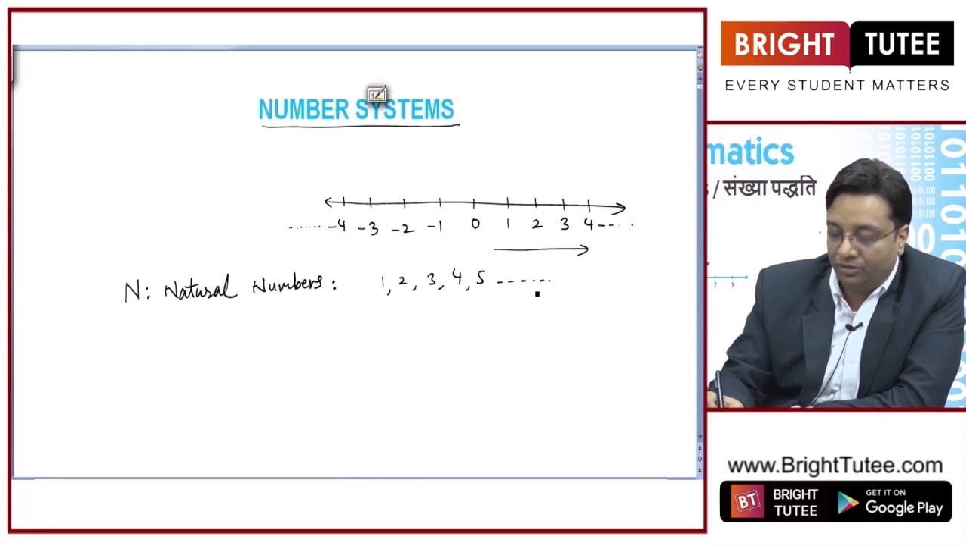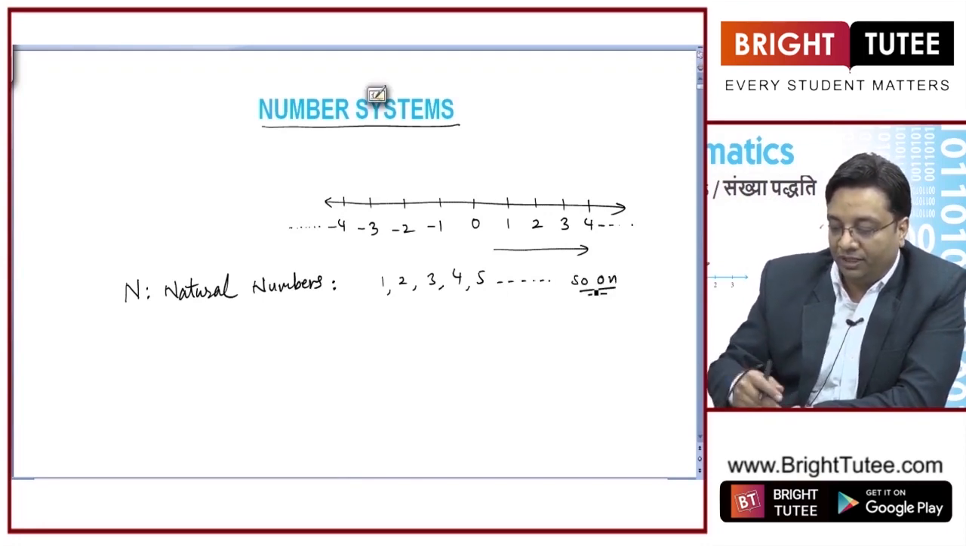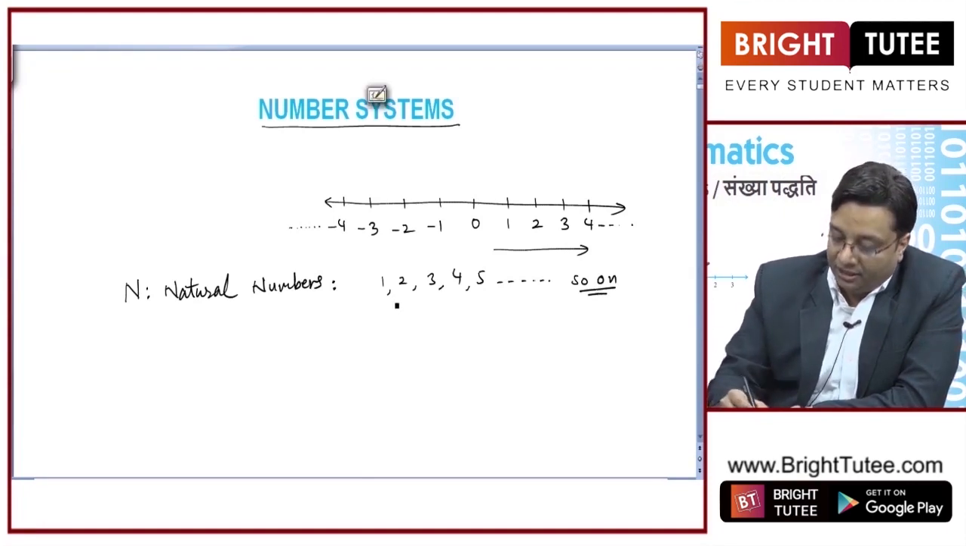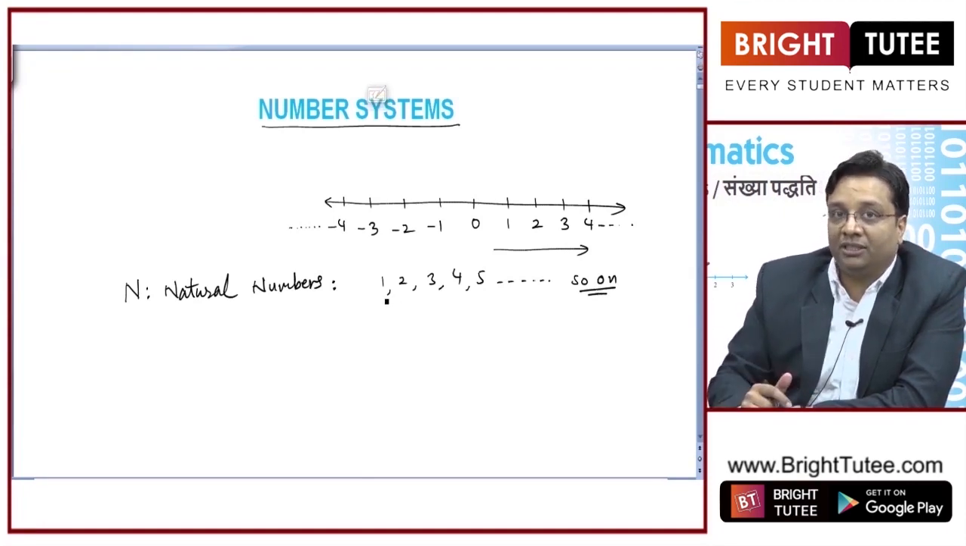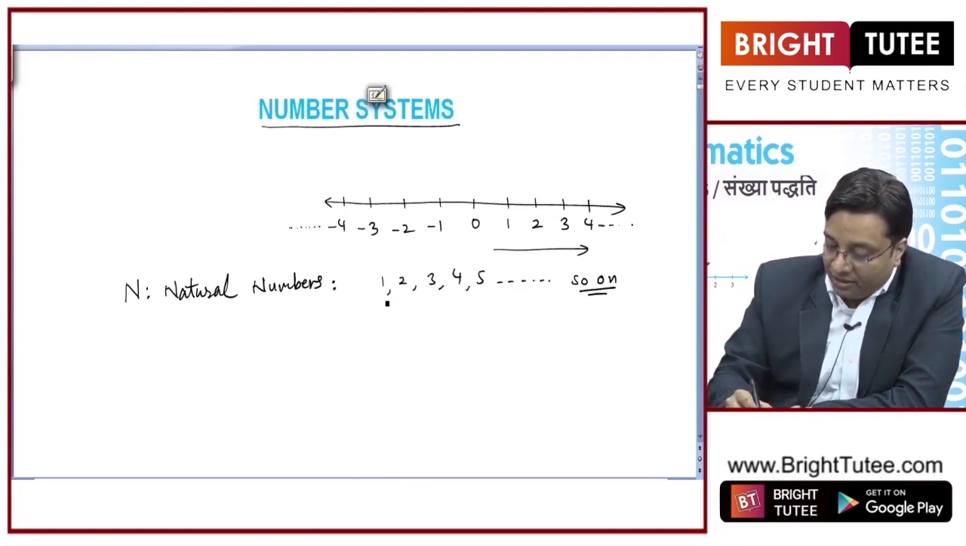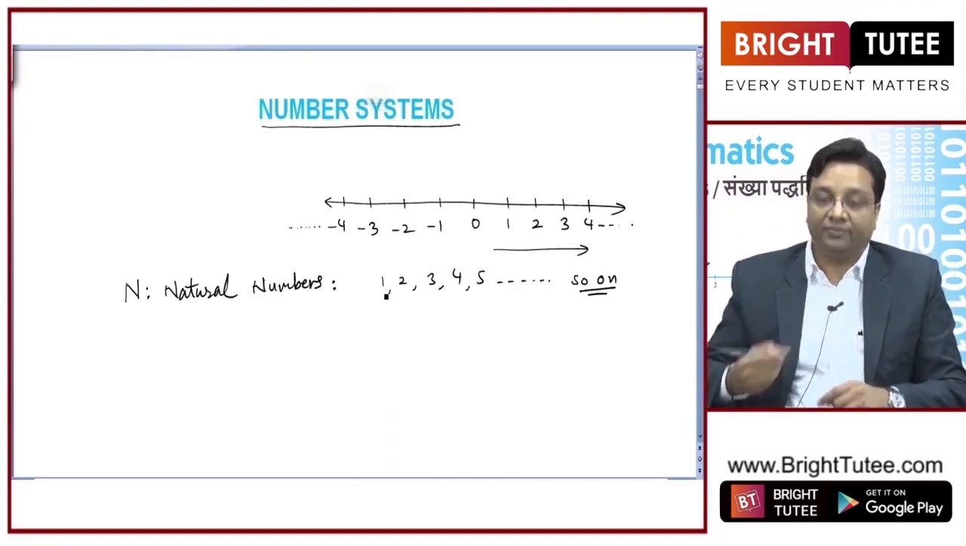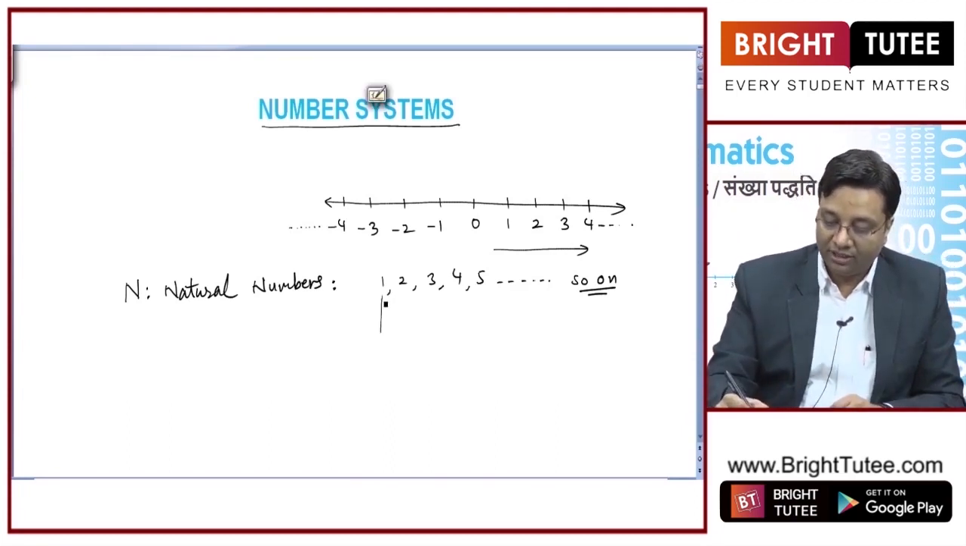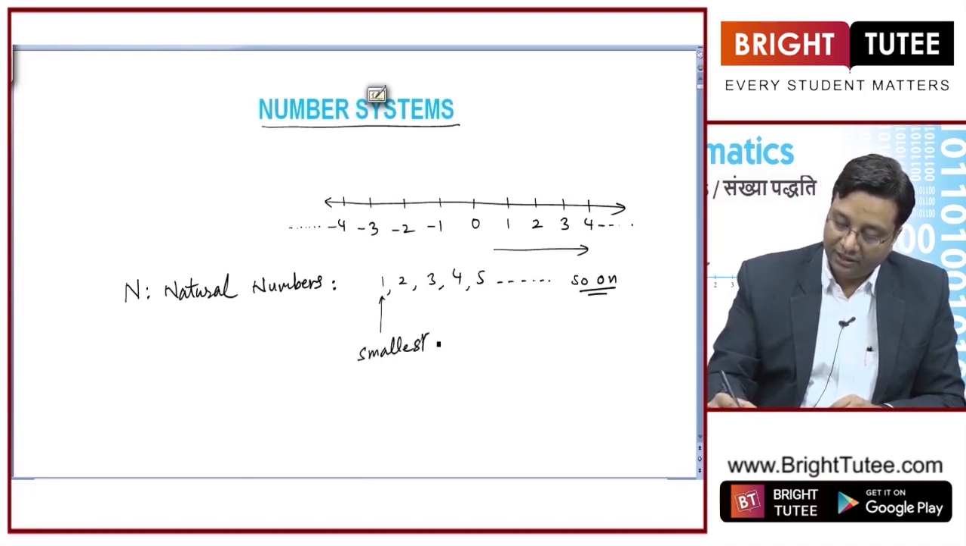Okay, when I write the dots, it means so on. Okay, so it will continue like this, right? So if I ask you how many natural numbers are there, you cannot count, right? Infinite number of natural numbers will be there. Okay, but which natural number is the smallest one? You can tell me the smallest natural number, which is 1.